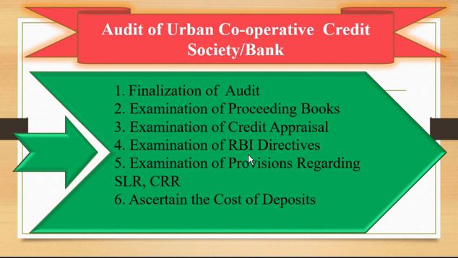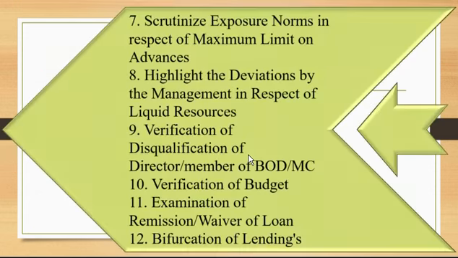Next is scrutinize exposure norms in respect of maximum limit on advances. In that, the auditor appointed to undertake the audit of an urban cooperative credit society must scrutinize exposure norms as prescribed by RBI in respect of maximum limit on advances to a single borrower or connected group and shall offer his comments in case there are violations or deviations. Next is highlight the deviations by the management in respect of liquid resources.